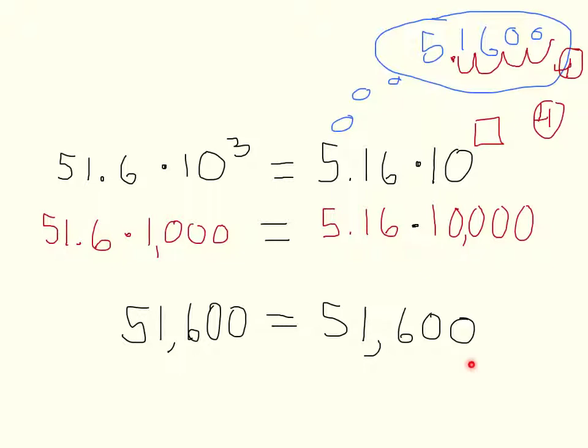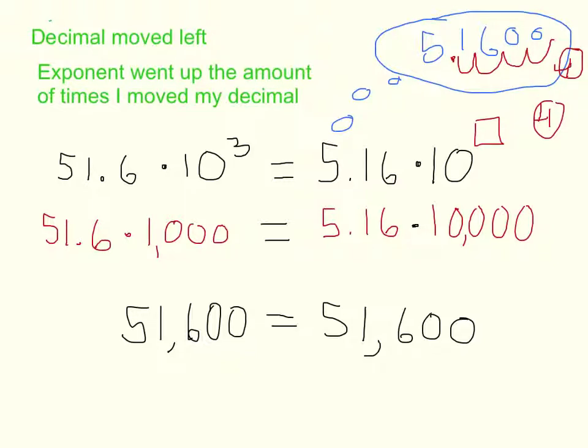I'm going to examine that what I did for the beginning exponent was I moved it to the left. So I'm going to make that note. I also noticed my exponent moved from 3 to 4. So my exponent went up. And it went up the amount of times I moved my decimal left. So I'm going to make that note for myself. I wonder if this is a rule I could use on other problems. Let me test it.